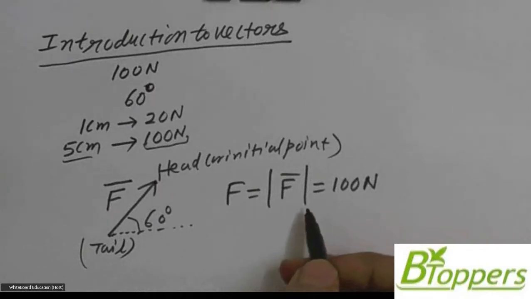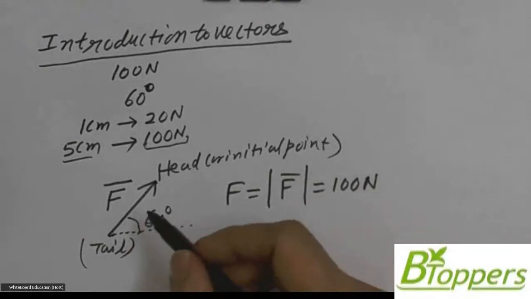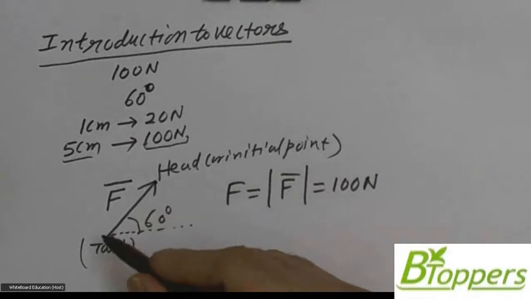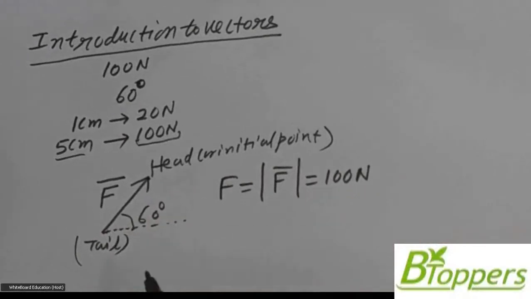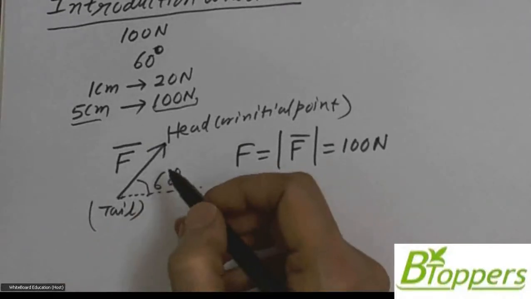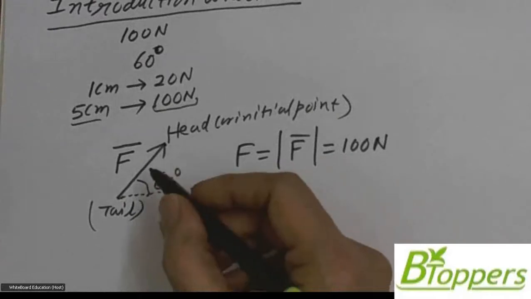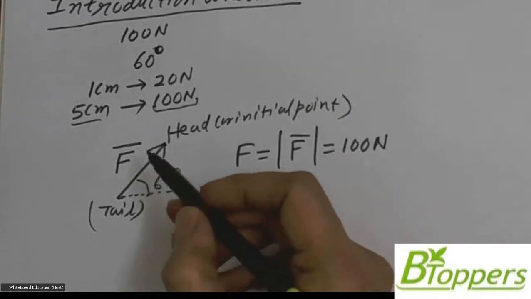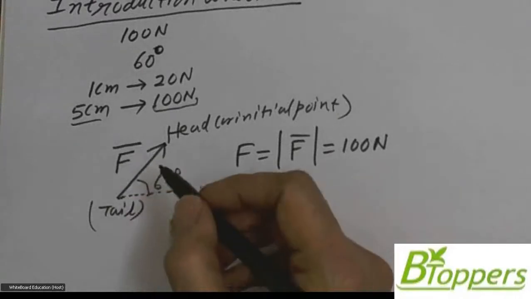So in general, a vector quantity can be graphically represented by a directed line segment. The length of the line gives you the magnitude of the vector, and the arrowhead indicates the direction of the vector. Mathematically, a vector is represented by using an alphabet or a letter with a bar symbol above the letter.